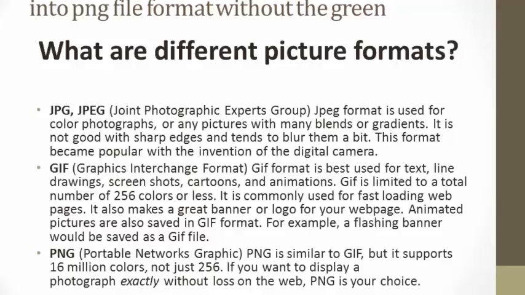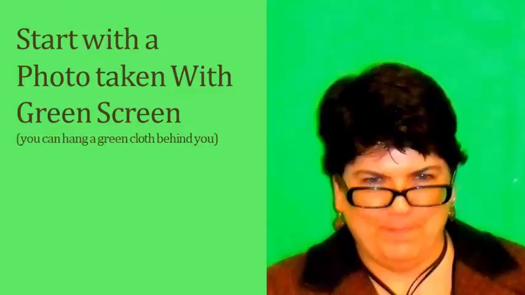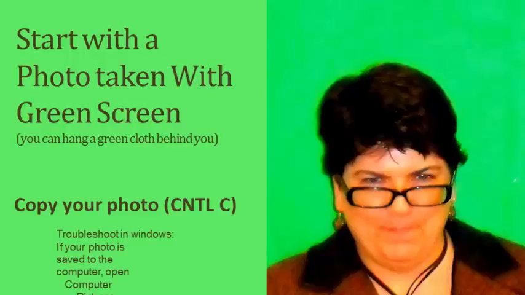The next step we took was to discuss various file formats and the difference between a JPEG and a GIF and a PNG file. We went over to a bulletin board that I had spread with green paper, and we took each of our pictures there just using a digital camera. I downloaded those pictures to the individual computers the students were using and taught them how to copy their photos either using Control-C or right-clicking on the photo and clicking paste.